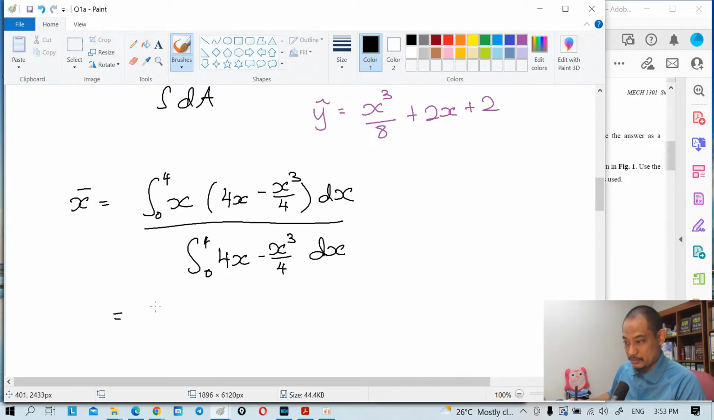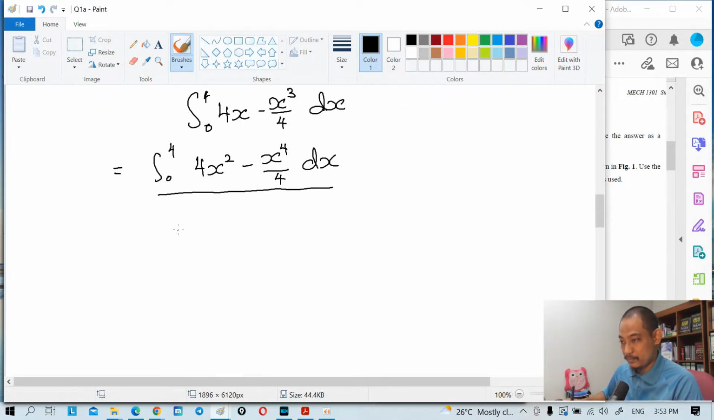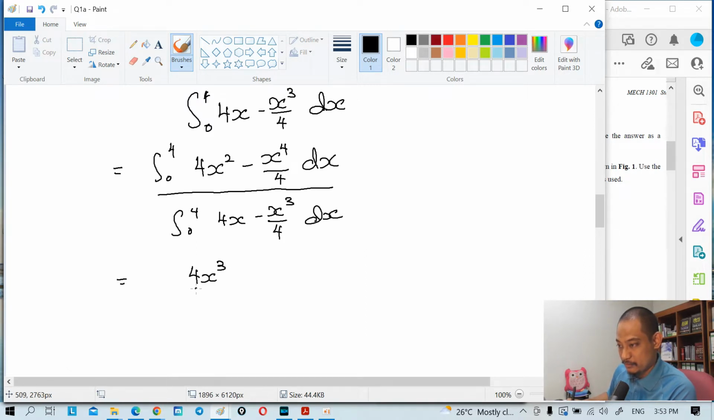Alright, simplify that. You have the integration of 4x squared minus x to the power 4 over 4 dx, divided by the integration from 0 to 4 of 4x minus x cubed over 4 dx. Now integrating: 4x cubed over 3 minus x to the power 5 over 20. This is from 0 to 4.